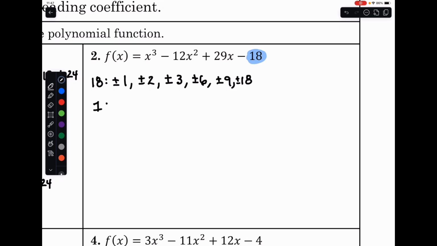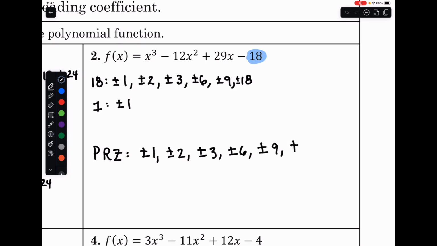Now our leading coefficient yet again is 1, so that makes that part easy. So that means that the list of possible rational zeros will be positive or negative 1, positive or negative 2, 3, 6, 9, and 18. So let's look at the graph of this and see where it's actually crossing the x-axis and verify that our answer can be found in this list.